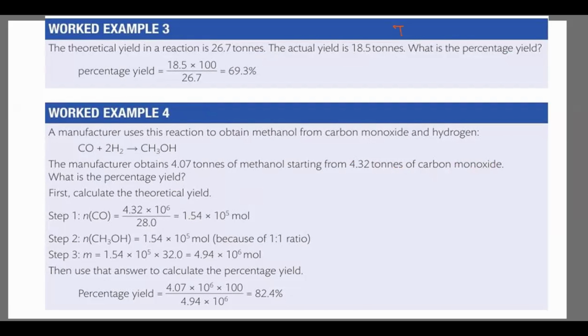We are just calculating the theoretical value. The theoretical value is never given in the question. We have to calculate the theoretical value with the given data of the reactant. So that is the first step we need to do. Once we calculate the theoretical value, the actual value, or what we call the experimental value, or what we are obtaining in the industry, is always given in the question.